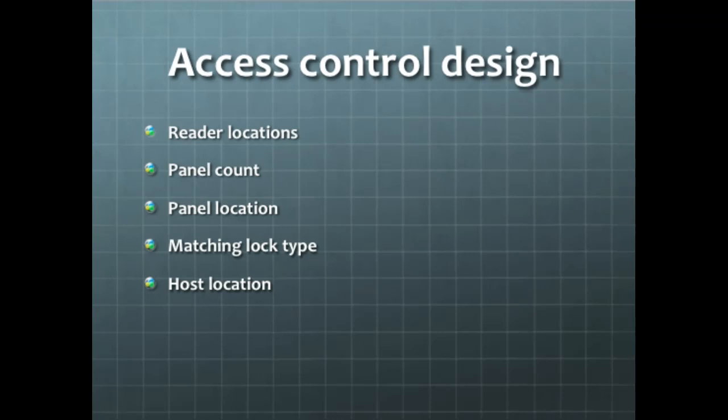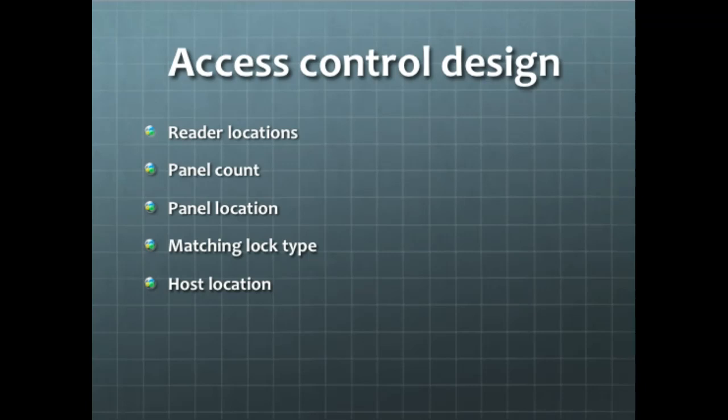We have to match the lock type with access control. You can't use certain lock types with access control. In fact, there are only 2, if you remember correctly: a maglock and an electric strike. And then we have to worry about where the host goes. That computer that controls the whole thing, where's it going to go? If that's vulnerable, then the whole system is vulnerable.